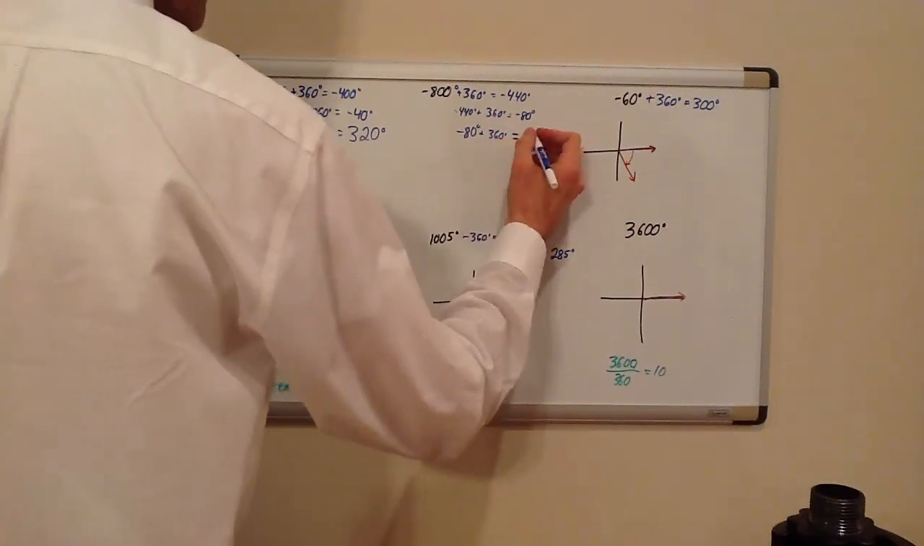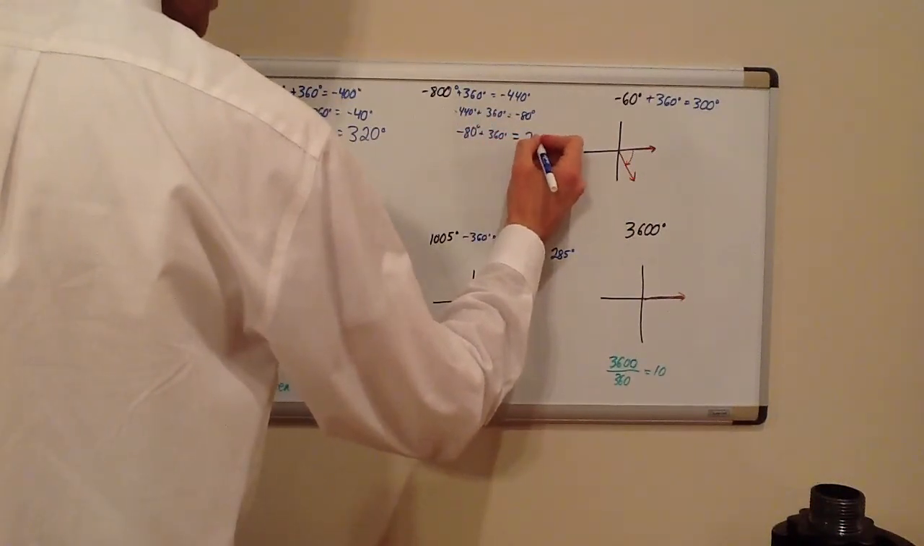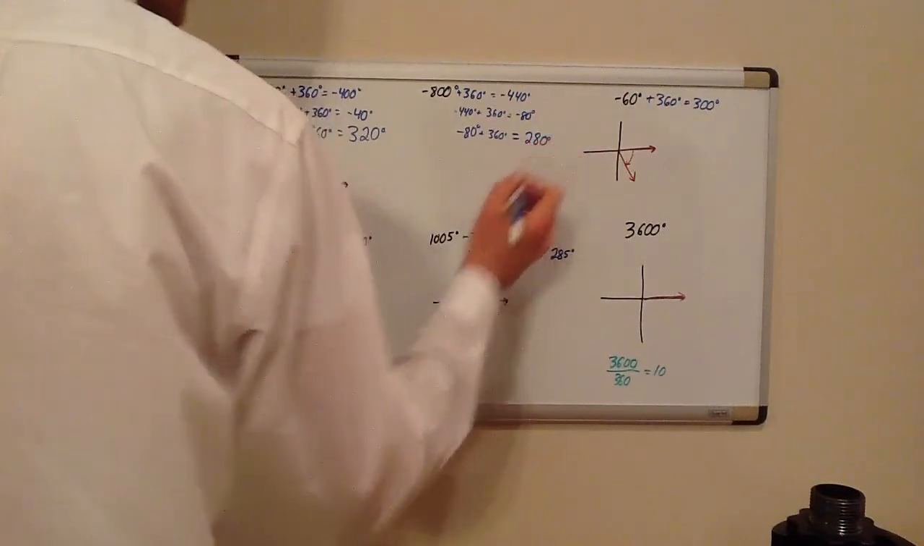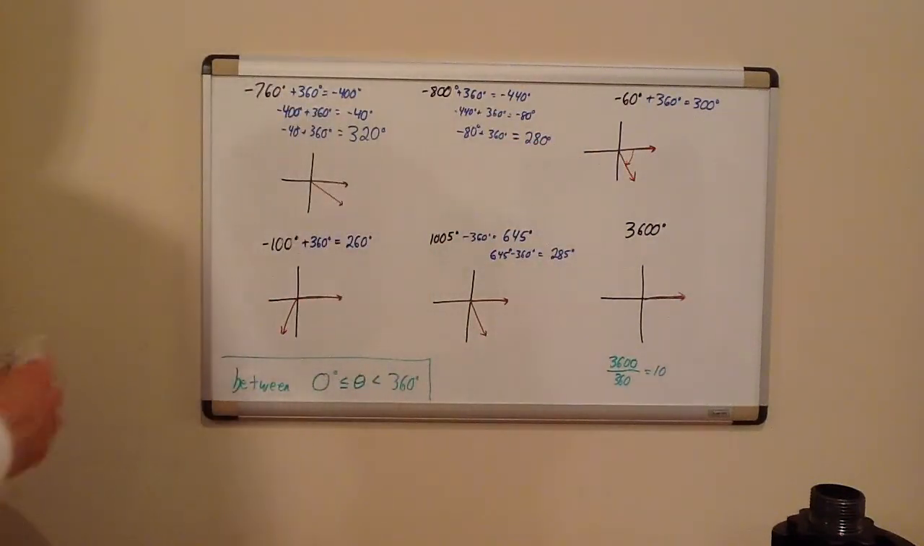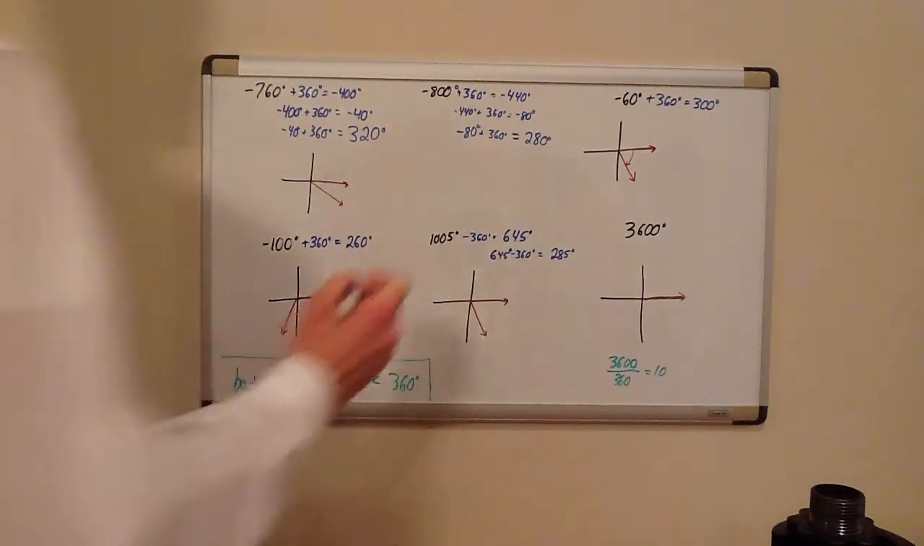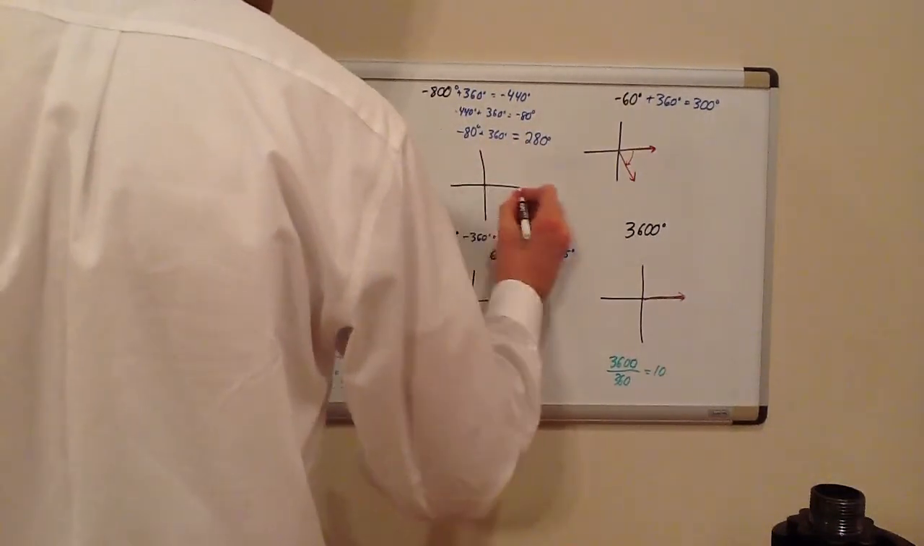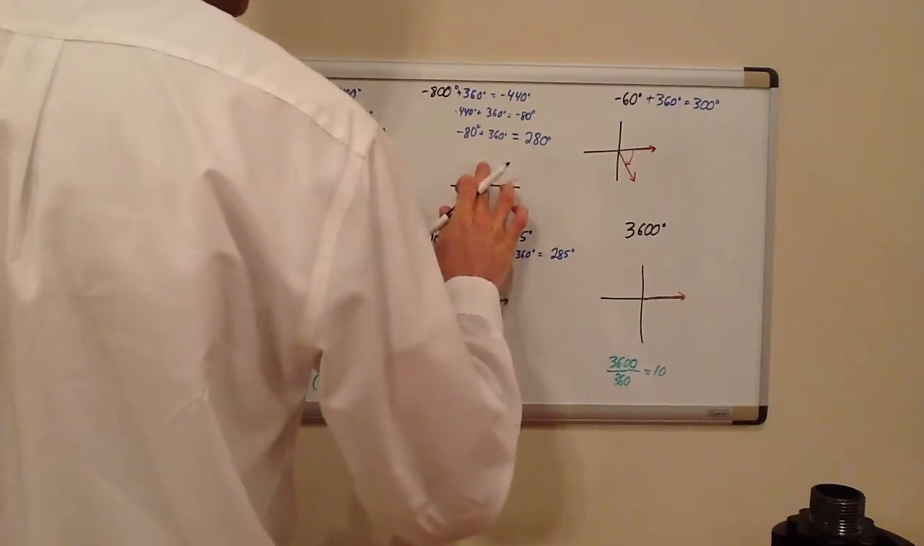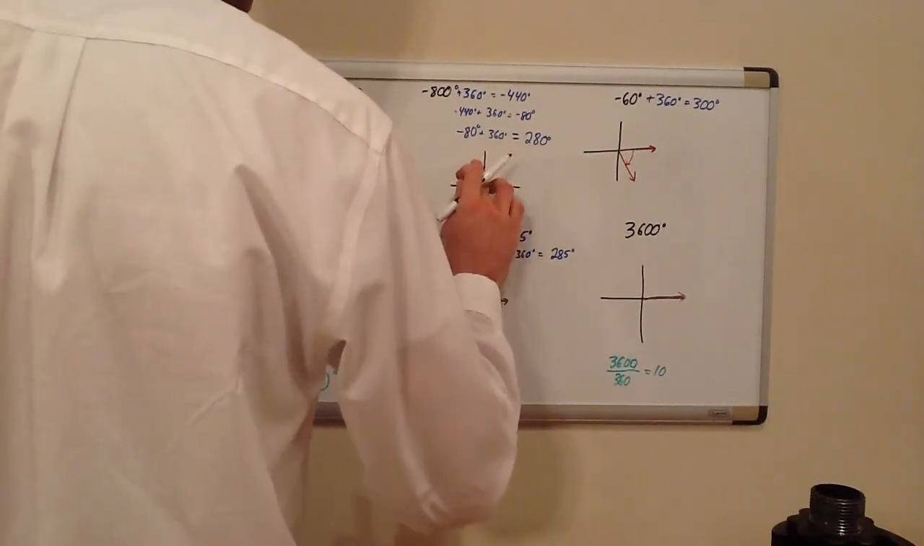At this point we should be able to do this in our head. This should be 280 degrees. 280 degree angle. Okay, I hope you realize, and here's the main point, I hope you realize the axis is crooked. That's not what I want you to realize.